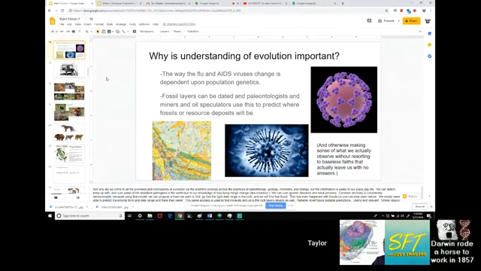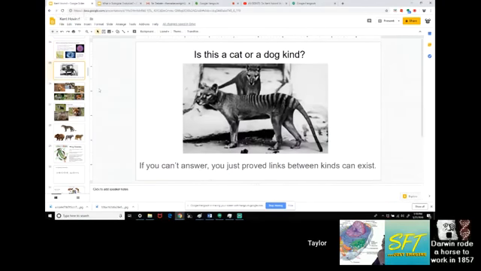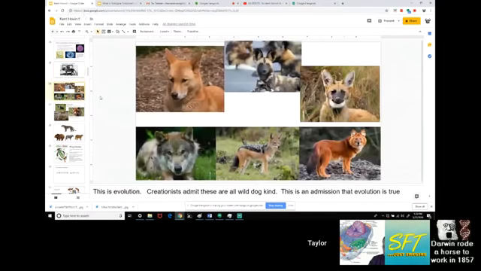So let's talk about kinds. Is this a cat or a dog kind? No creationist has ever been able to answer, and to me this proves that links between kinds exist because traits can be mixed such that you can't tell and that they lead into one another. This is still evolution. My opponent has already admitted that my thesis in this debate. Microevolution is evolution. I'm going to humor him with macroevolution though, because that's pretty much the crux of our misunderstanding here.